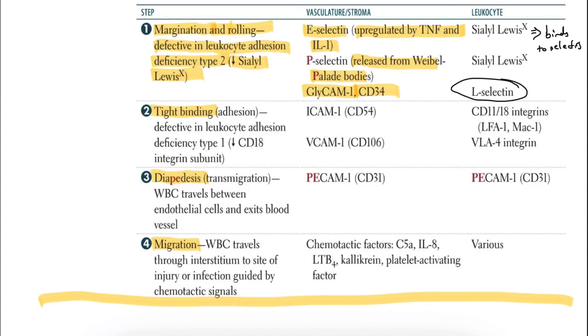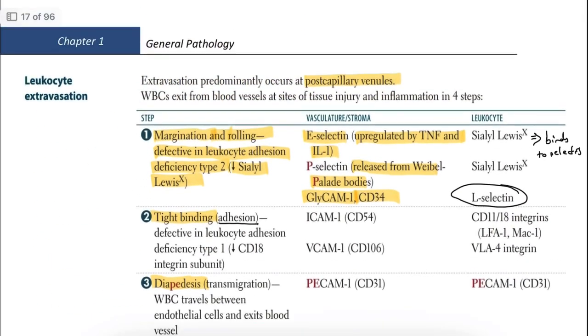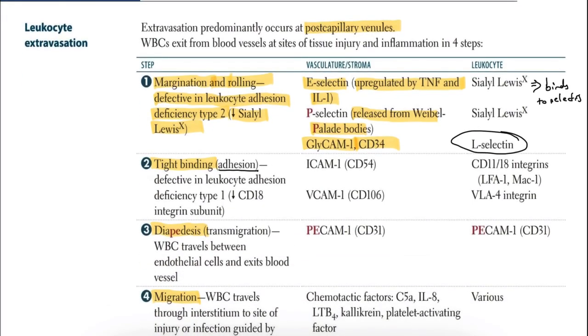If anything binds very hard, then we call that adhesion. Okay, here you can see in the endothelium, in tight binding, ICAM1 and VCAM1. Here you can see some endothelial molecules, that is ICAM1, which is CD54, and VCAM1, which is CD106. On the leukocytes we can see the CD11 and CD18 integrins like LFA1 and MAC1, and VLA4 integrin.